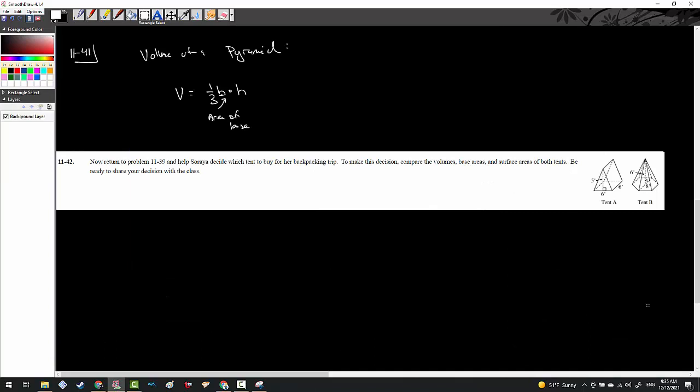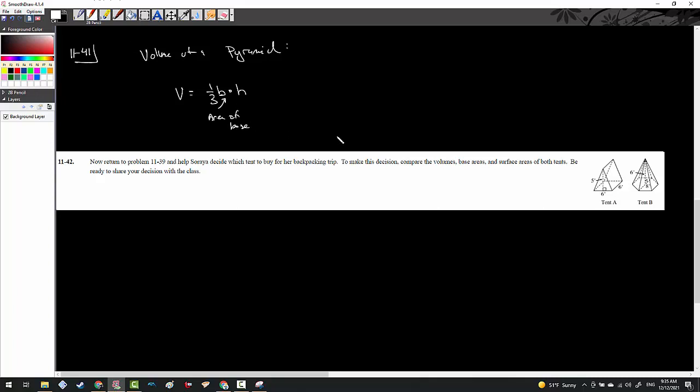So in problem 11-41, you're supposed to do a lot of exploration with the physical models you have at your tables, but ultimately what you're supposed to get out of this idea is that the volume of a pyramid is going to be 1/3 base times height. Now this B here means the area of the actual base.